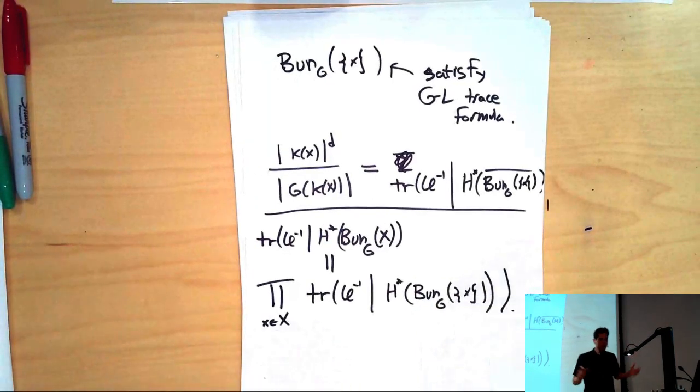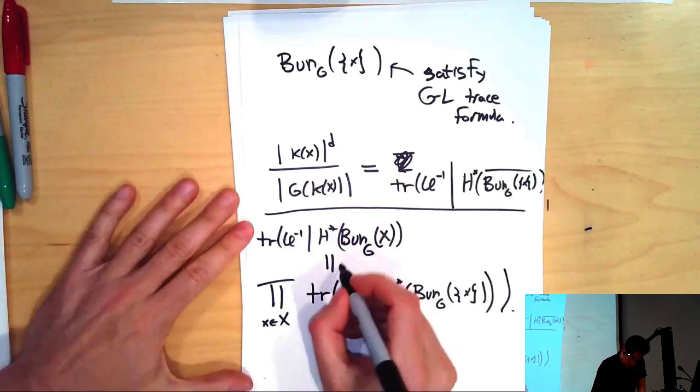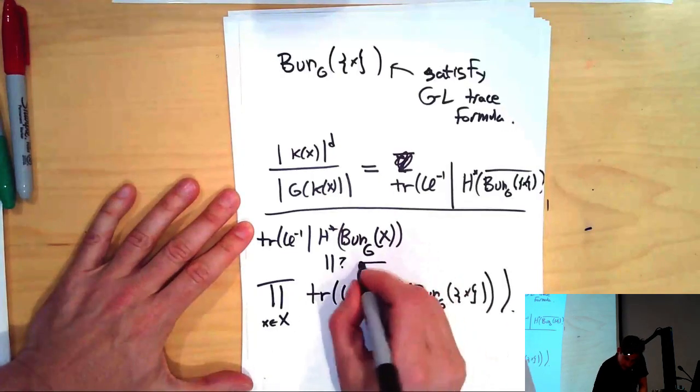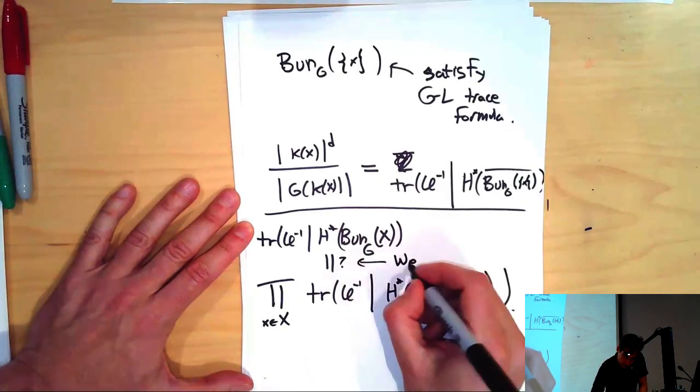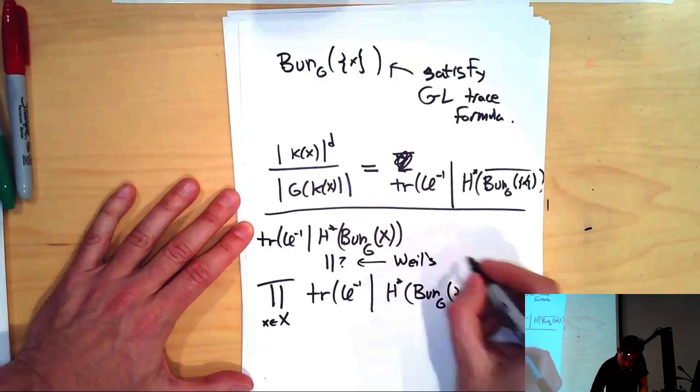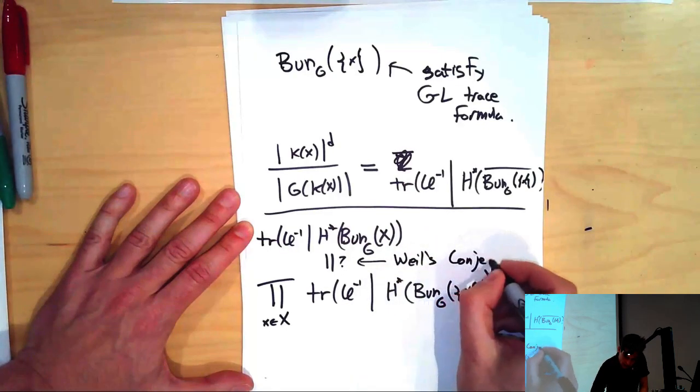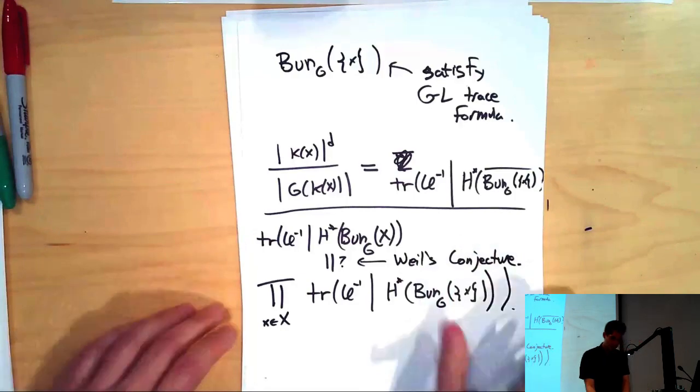Now, why would you expect something like this to be true? So let me put a question mark next to this. Once you know that everything satisfies the Grothendieck-Lefschetz trace formula, this is what Weil's conjecture is saying.